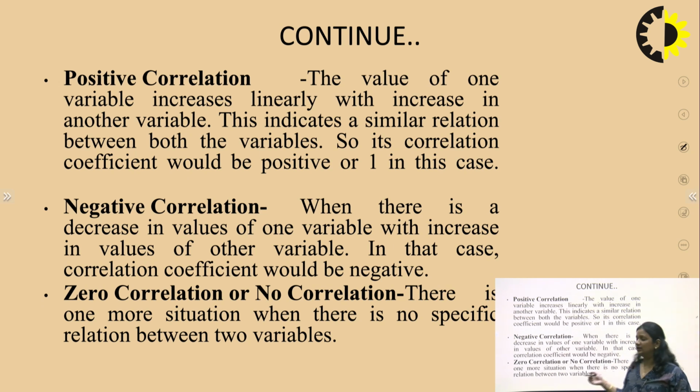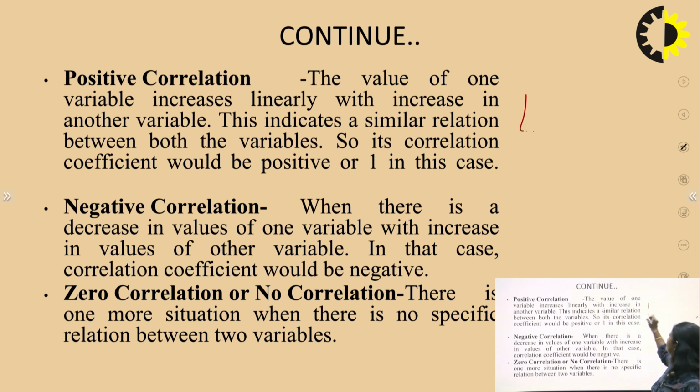So in our theoretical part, in positive correlation, as we understand, the value of one variable increases linearly with the increase in another variable. This indicates a similar relation between both variables, and the correlation coefficient will be 1 in this case. Negative correlation is when there is a decrease in the value of one variable with the increase in the value of another variable.